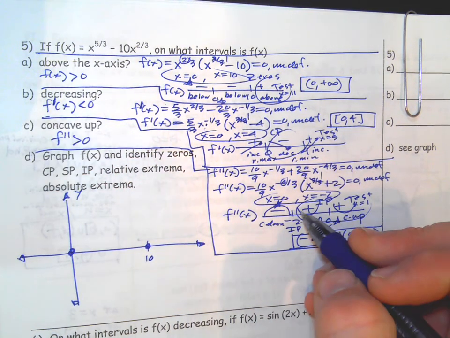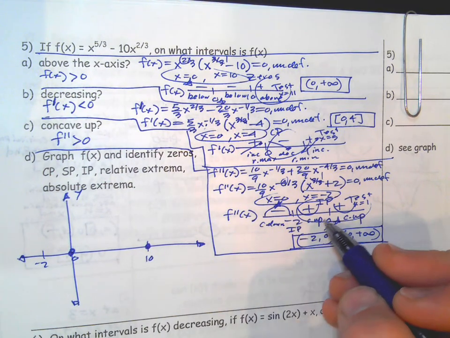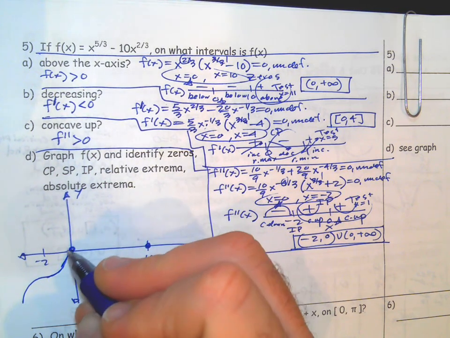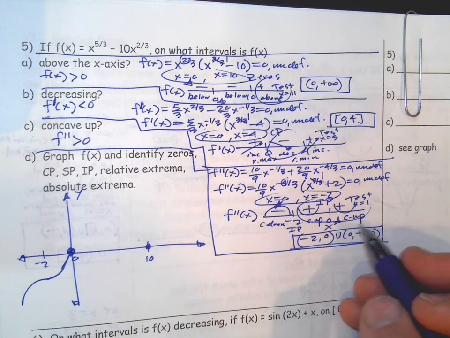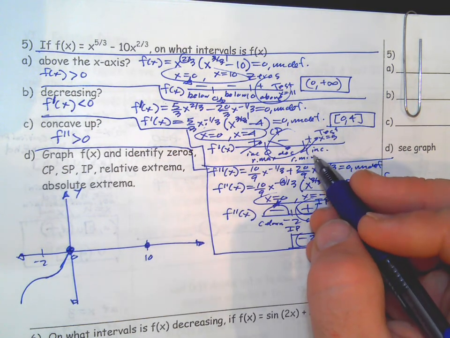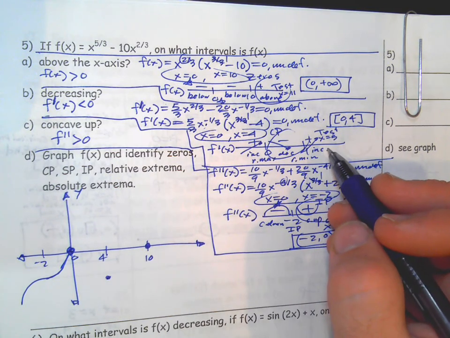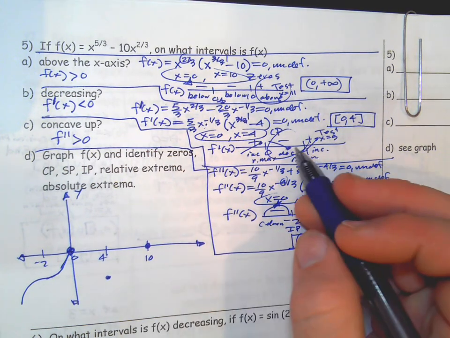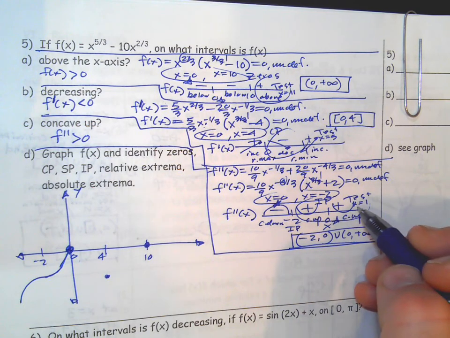In fact, from negative 2 to 0 it's concave up, and before that it's concave down. So it's going to be concave down and then concave up. And then it's concave up from 0 onwards. At 4, there's a relative min, but it's going to be a smooth graph. It's decreasing from 0 to 4, going down, and then it goes up from 4 on, and it's concave up the whole time.